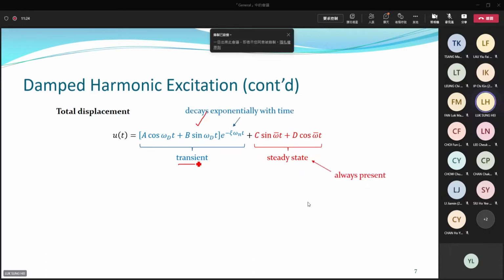Why will the transient response disappear later? Because mathematically, you can see this exponential function. This exponential function, we call it a decay function, which will make this part disappear when t is large. So we call it transient. For the steady state response, there is no exponential function, so it will be here forever. I think it's good to understand the physical meaning of the homogeneous part and the particular part.